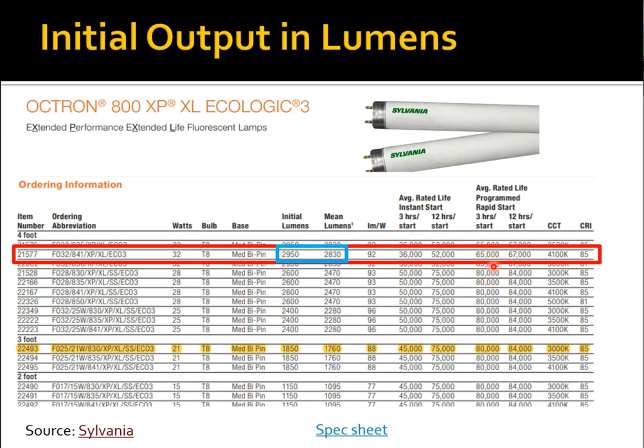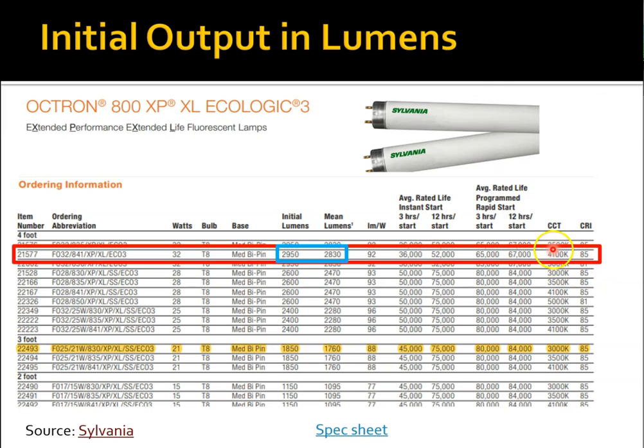Again, everything's complicated. The life of the lamp depends on how many hours on average you use it at a time. So more on and off means less life. So here's 3 hours versus 12 hours. Now that is for an instant start. Again, there are different types of ballasts, so you can have an instant start or a programmed start. A programmed rapid start actually lengthens the life of your lamp, significantly in some cases. So 65 versus 36,000 hours for that.